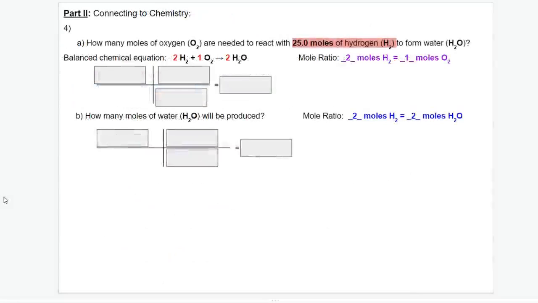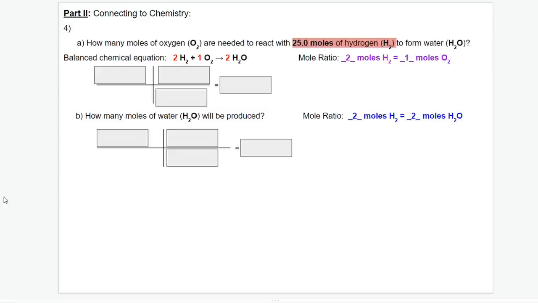On slide 5, we took that idea and we started to apply it to chemistry and actual chemical equations. So here we've been asked, how many moles of oxygen, O2, are needed to react with 25 moles of hydrogen, H2, to form water, H2O? So the first thing we had to do was balance our chemical equation. We found the answer was 2 moles of H2 plus 1 mole of O2 will yield 2 moles of H2O.